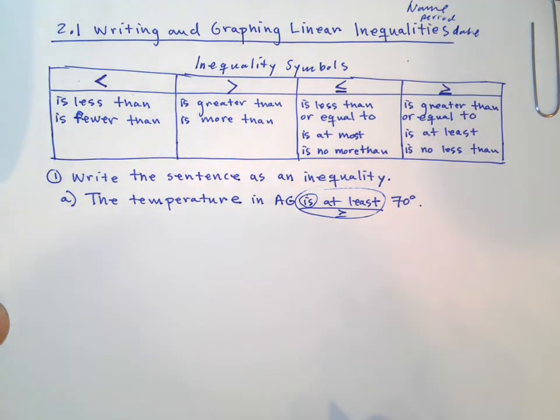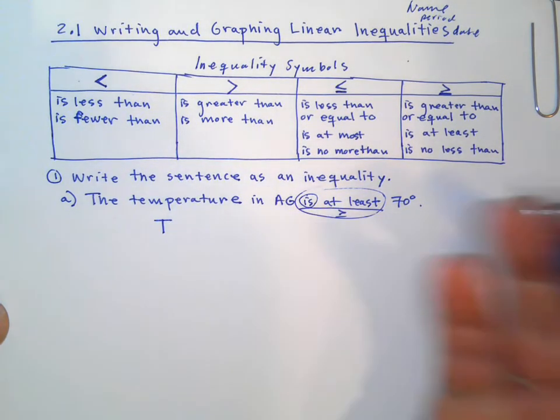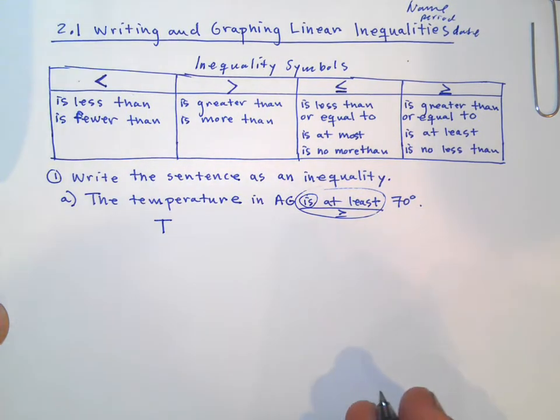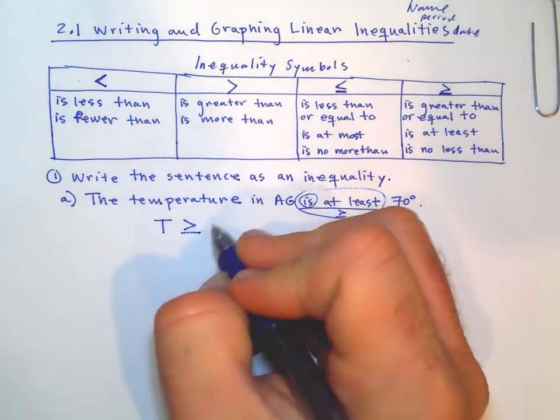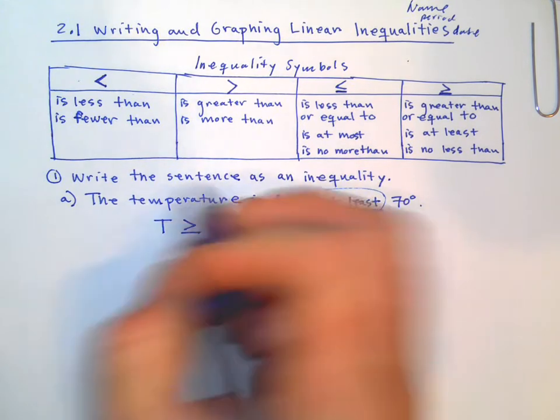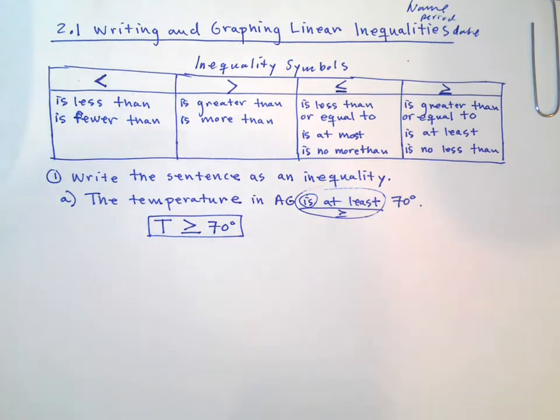Now, let's create a variable because we're trying to write a math expression here. Let's use T for temperature. It's good to pick variables that represent more clearly what they are. The temperature is at least, greater than or equal to 70 degrees. That's it. That's your answer.